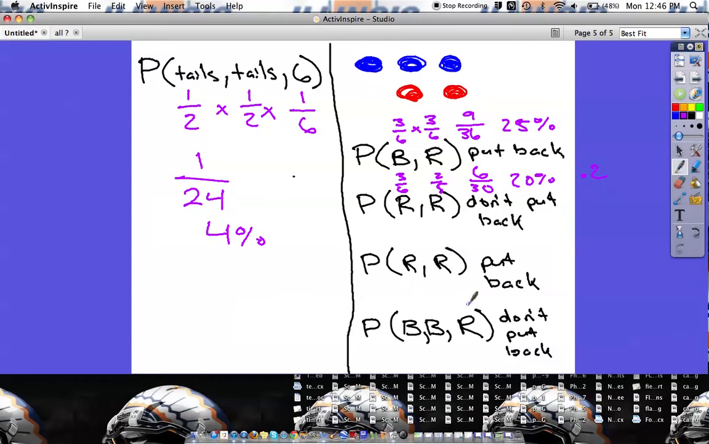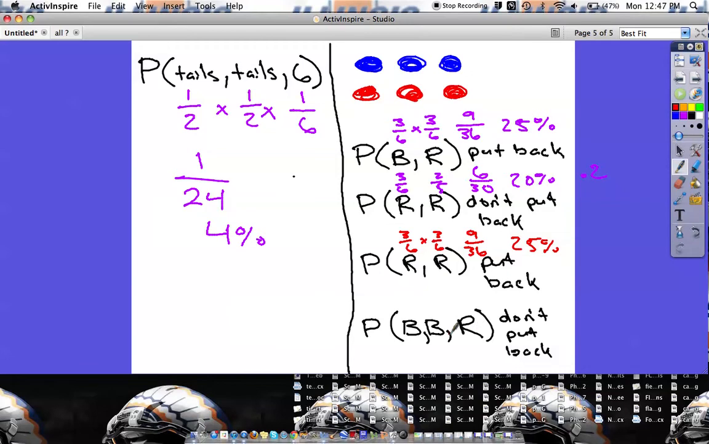Coming down here, similar problem, except this time we are putting it back after we take it out. So my probability of getting a red is 3 out of 6. Okay, I put it back, so I still have all 6 that I started with. My probability of getting a red is still 3 out of 6. Multiply those together, it's 9 out of 36, which we said back in the first problem was 25%.